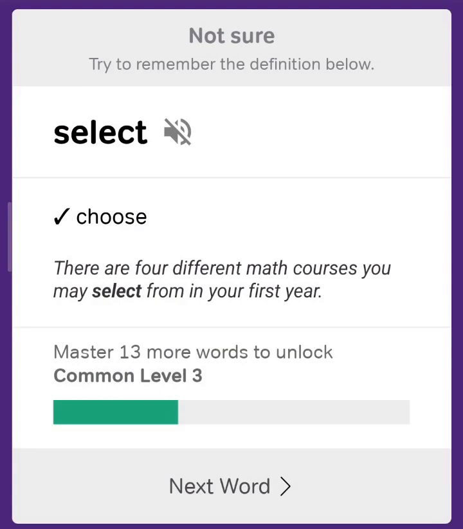Select, choose. There are four different math courses you may select from in your first year. You may choose from in your first year.